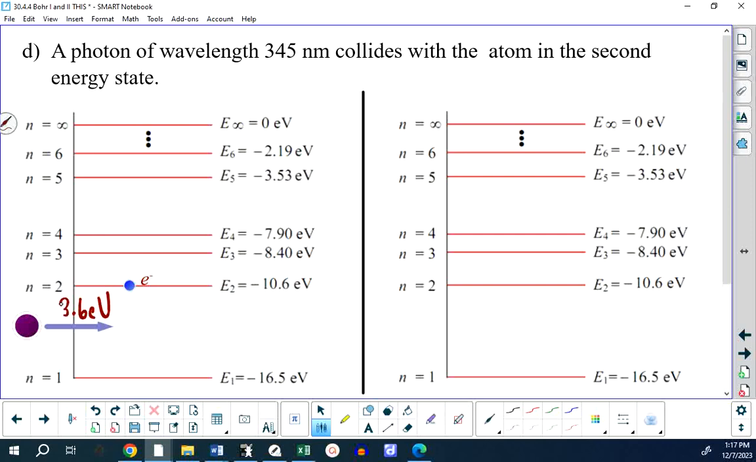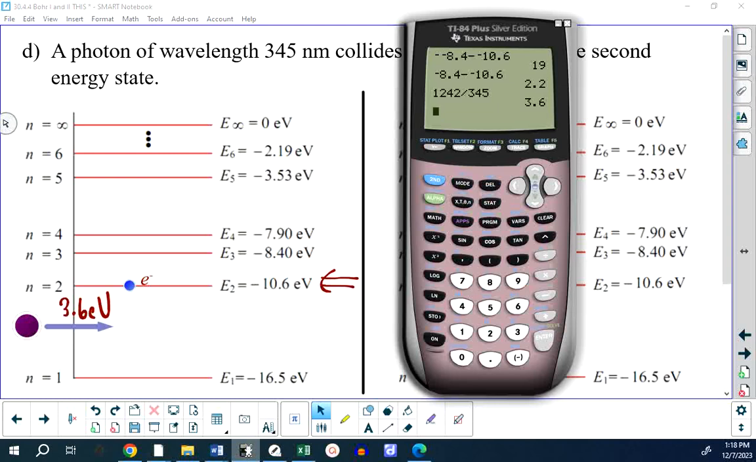So here's another way for you to decide what's going to happen. On your calculator, take the energy that the electron has right now and add 3.6 to it. And if you get a number that matches an energy level, then the electron will absorb the photon and go up to that particular level. So we don't have to subtract. You could do it this way. You could go negative 10.6 plus 3.6. Because it's a photon, if it's going to be absorbed, it has to be entirely absorbed. Is there an energy level that would have the electron with negative 7 eV? No. So what happens? The photon just continues on its way.